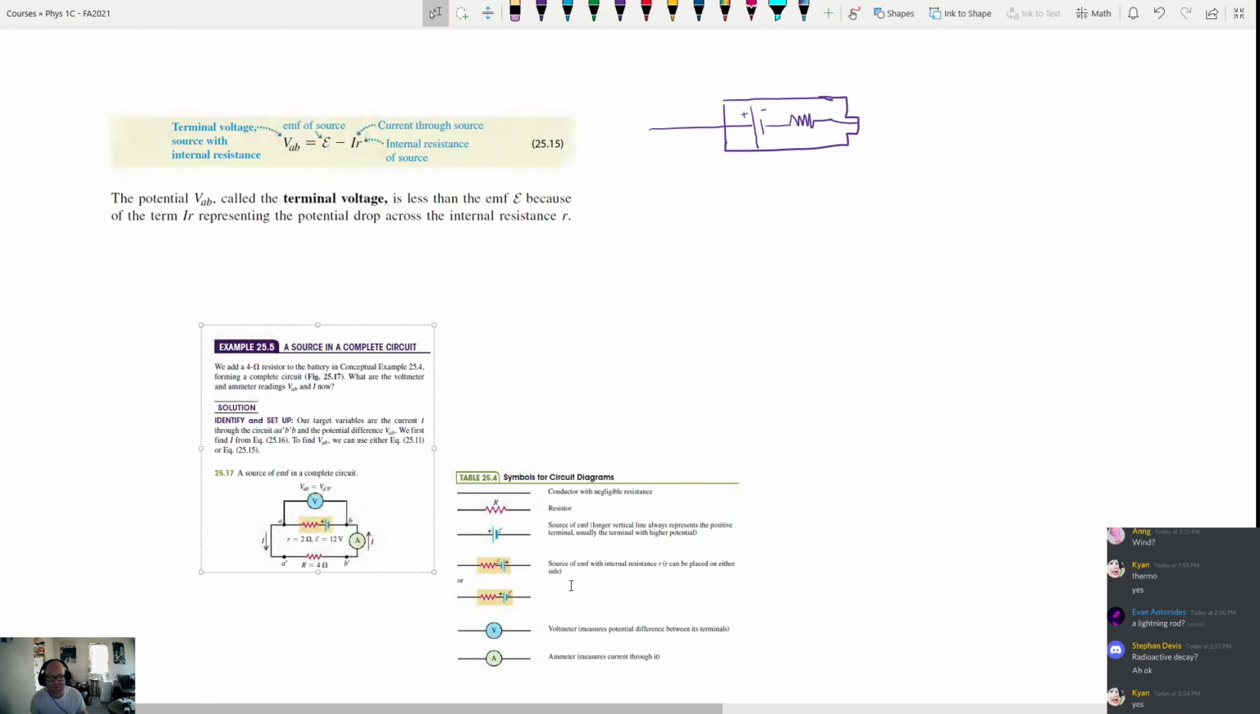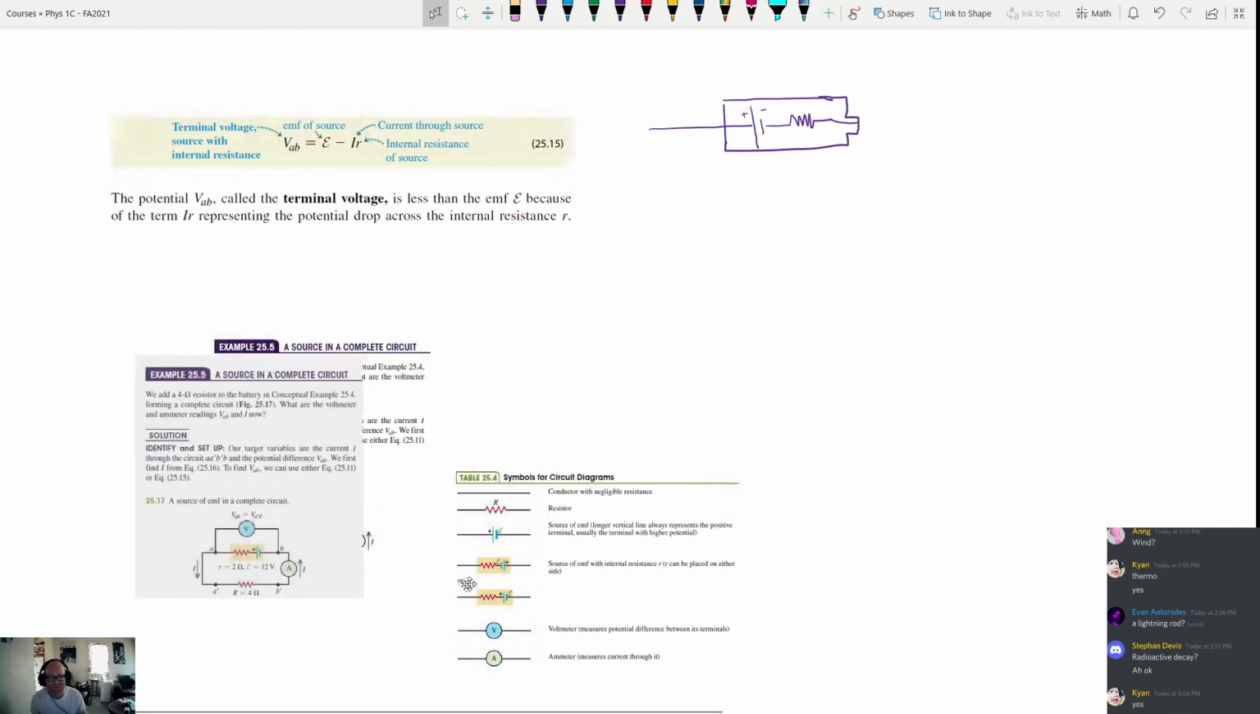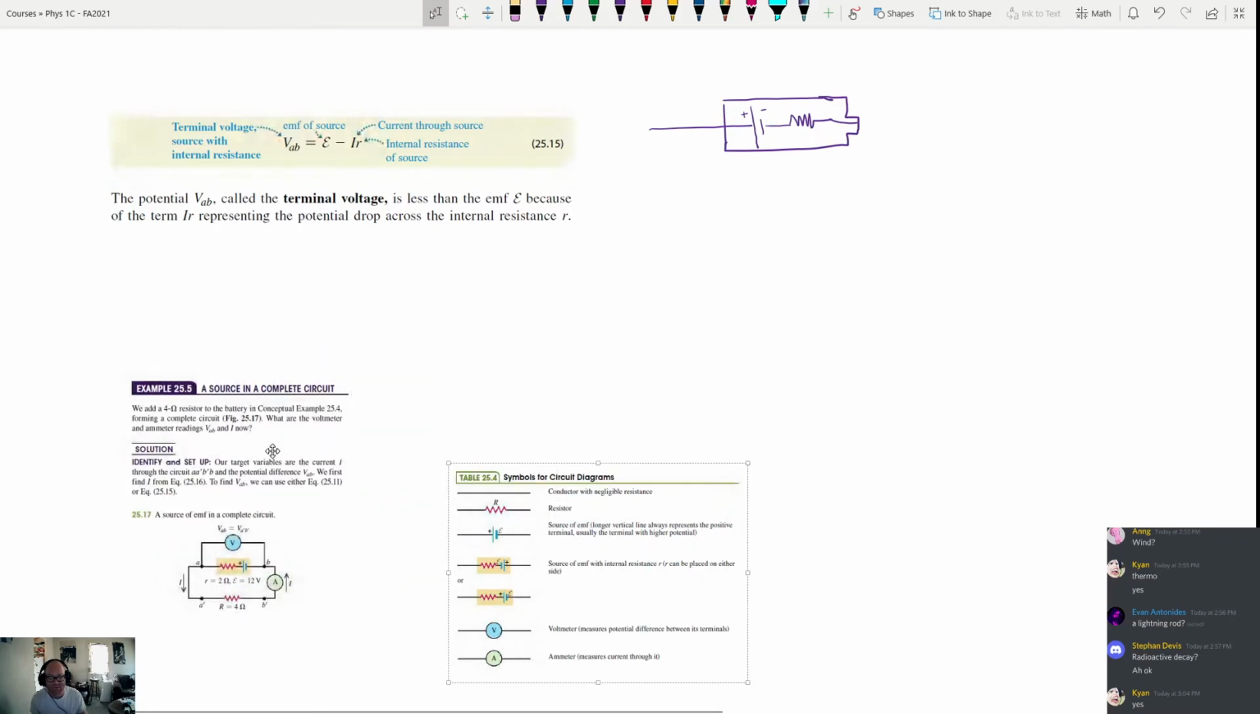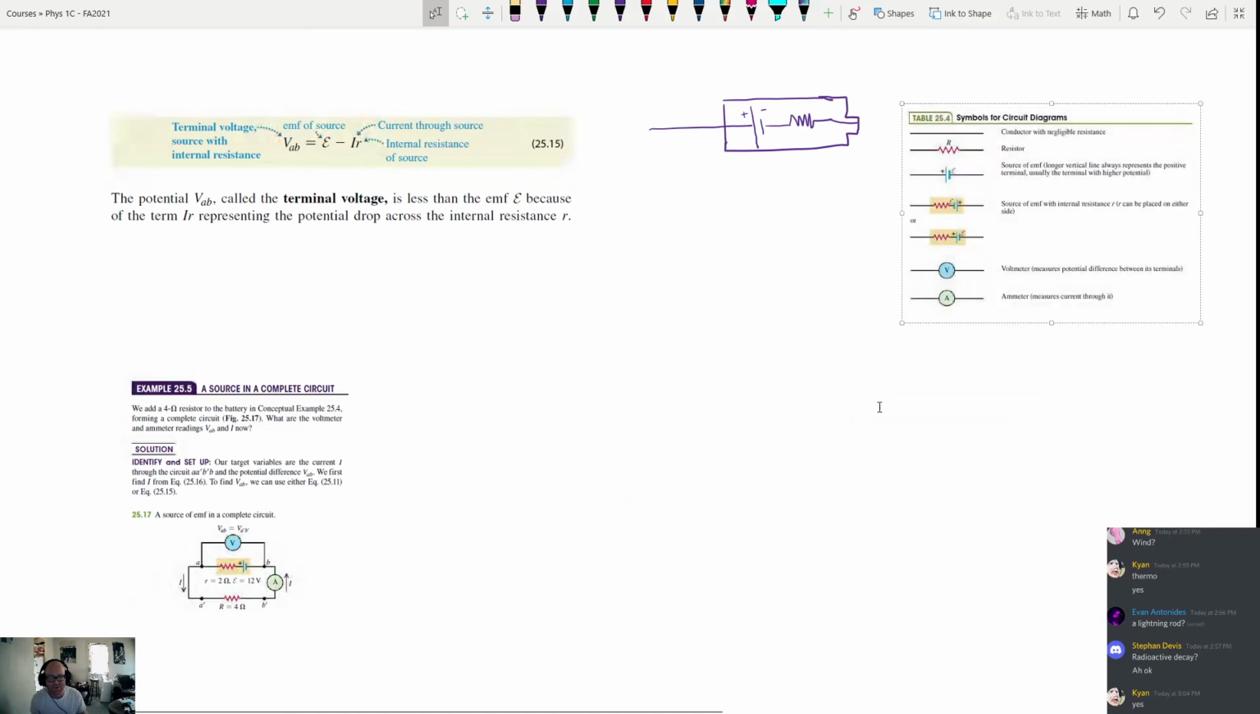Okay, so here's our circuit diagram symbols. Right there. So our symbol for a resistor is this jagged line. Symbol for our EMF source is going to be this. Oh, there's also a picture in here as well. But you're also going to see symbols like this that have the EMF for the battery is going to be labeled by E, and then the resistance here is going to be labeled R.